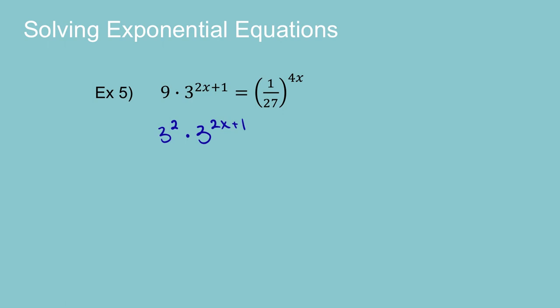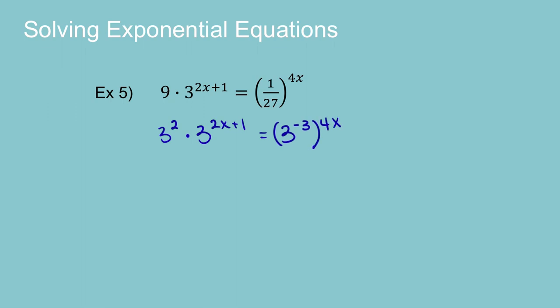But now remember, I'm multiplying common bases, and when we're multiplying common bases, hopefully you're already thinking, I get to add exponents. On the right-hand side, we already worked with 1 over 27 once today. So that's 1 over 3 to the third, which becomes 3 to the negative third. And that's still being raised to the 4x.